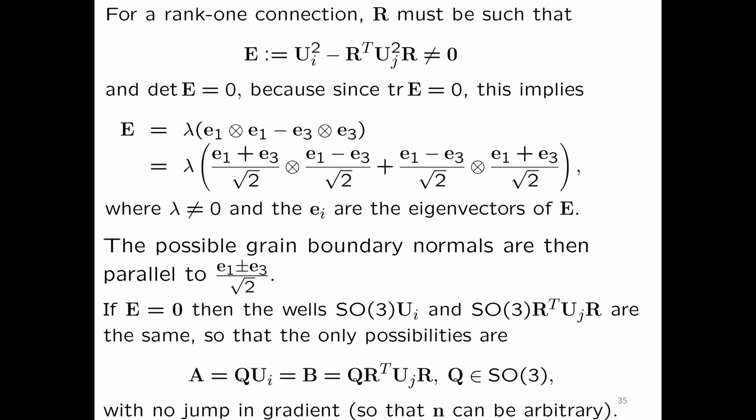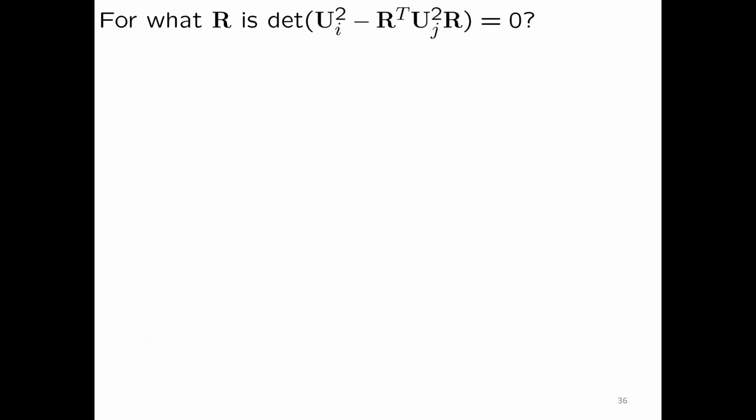Now, if E is actually 0, then that means that the two energy wells are the same. And so we know that there are no rank 1 connections between the well and itself. So that means that the gradient won't jump. So there'll be no jump in the gradient. So that's not what we're interested in. So then the question is, for what R is it possible for this determinant to be 0?